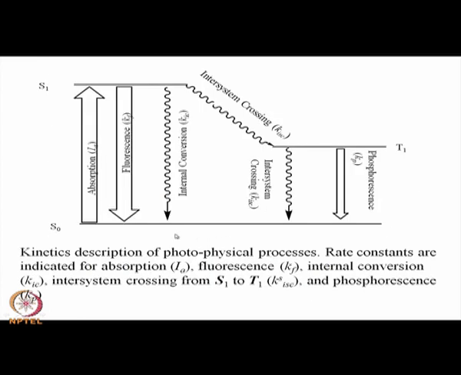Okay, so again we come back to this Jablonski diagram. This is S0, S1, this is absorption Ia, this is fluorescence Kf, this is internal conversion Ic, this is intersystem crossing Kisc, this is another intersystem crossing Kisc, and this is phosphorescence. Of course, this is basically your radiative process. Okay.